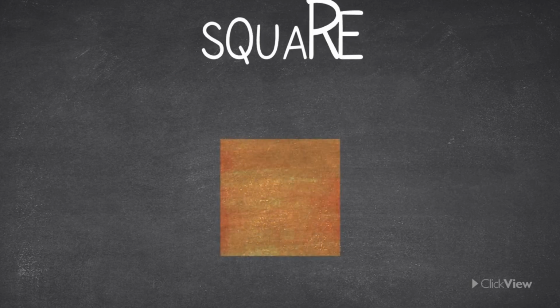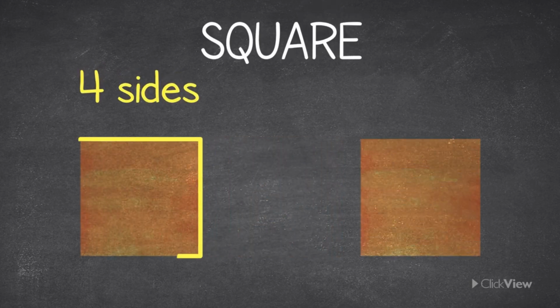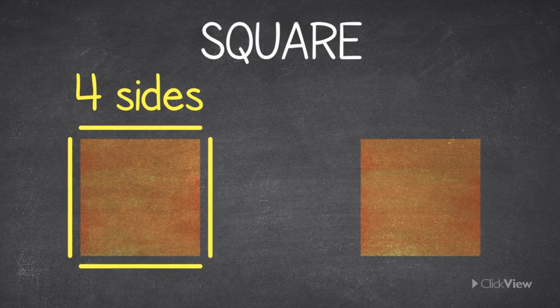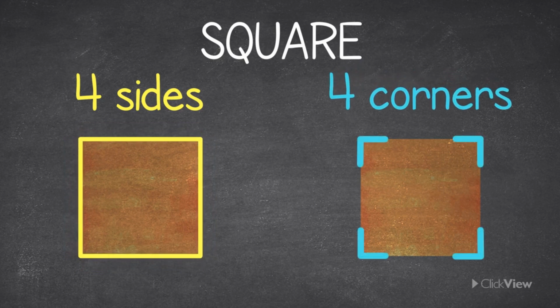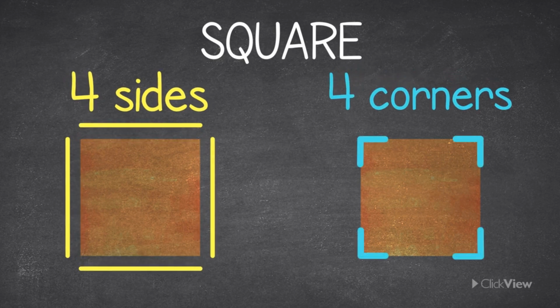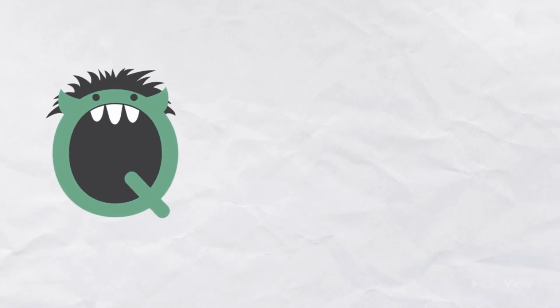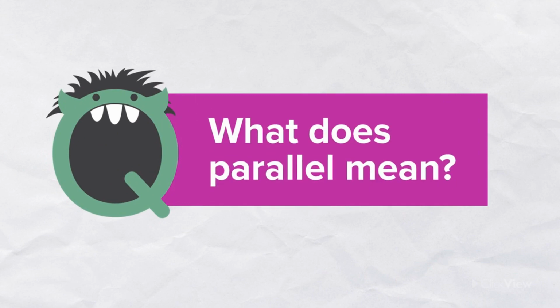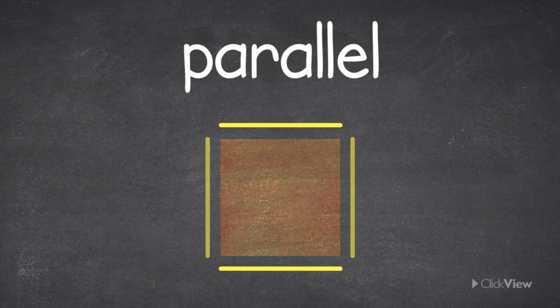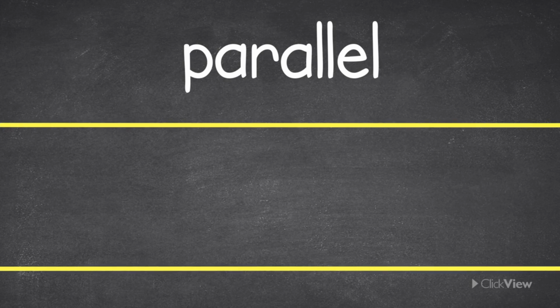This is a square. Here are its four sides and its four corners. Each side of a square is the same length as the other sides. The square also has sides that are parallel. What does parallel mean? If two sides are parallel, it means that they are always the same distance from each other and will never touch.